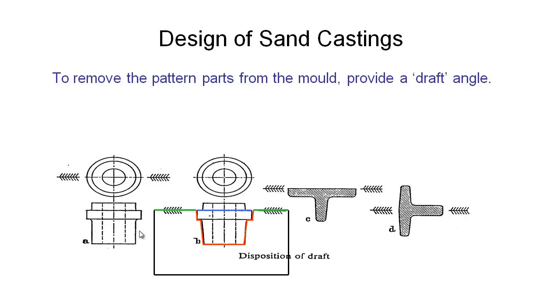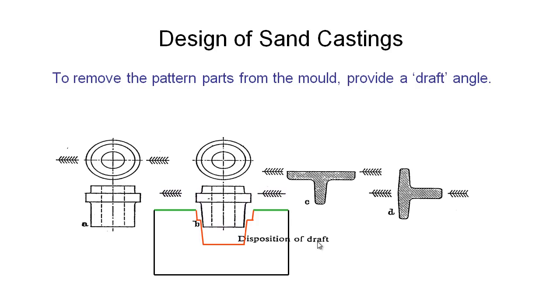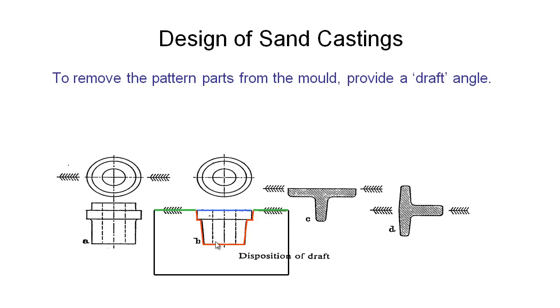And you'll notice, unlike this version of the part over here, which has parallel sides all the way through, this example in B has actually got a taper going down the sides of the outside surfaces of this cylindrical part here. And so that is to allow us, when we're trying to remove this half of our pattern from the sand, because we have that drafting angle, we can actually pull that away without breaking off and rolling up the sand due to having parallel sides.